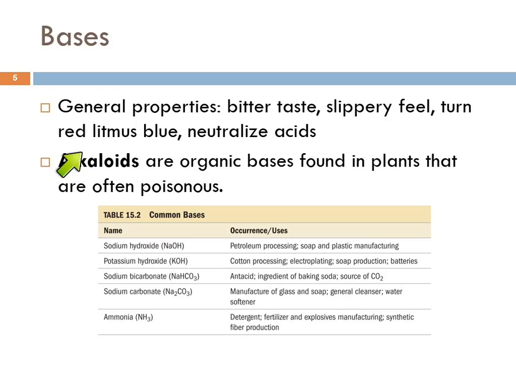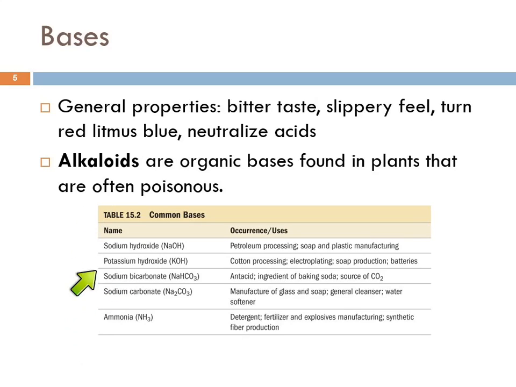Bases do the opposite with litmus paper. If you have red litmus paper, it turns blue. So there's another one of those. Acid and base, red and blue, how do you remember them? Base starts with B and blue starts with B. And the base will turn the litmus paper blue. Bases neutralize acids.